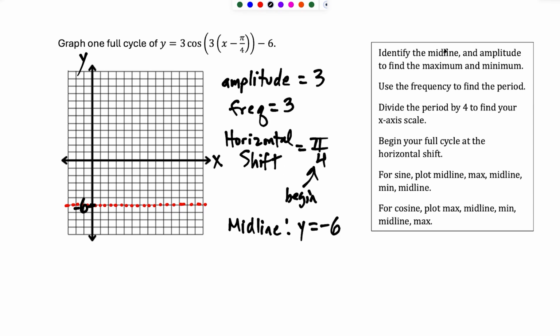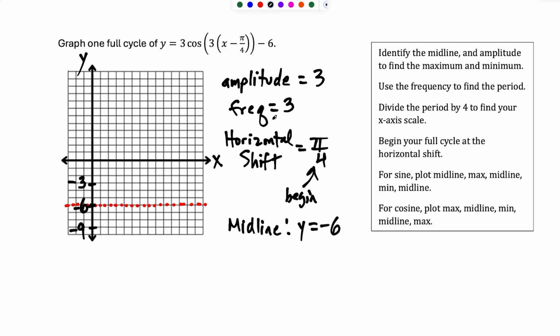And then the next thing to think about is the amplitude. So we combine the midline and the amplitude to find the maximum and minimum. So since the amplitude is 3, I'm going to go up 3. So I'm going up 1, 2, 3 like this. And this tells us our maximum value is -3. If I go down 3, this tells us our minimum value is at -9. So this is going to be the max height of the curve and the lowest point of the curve.